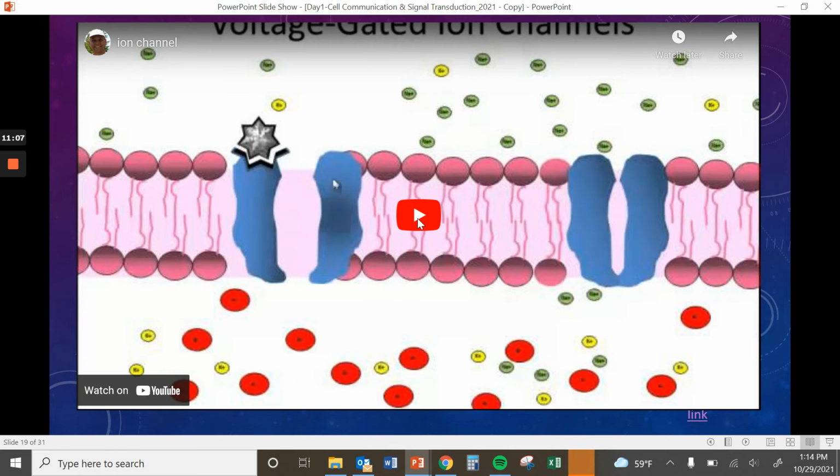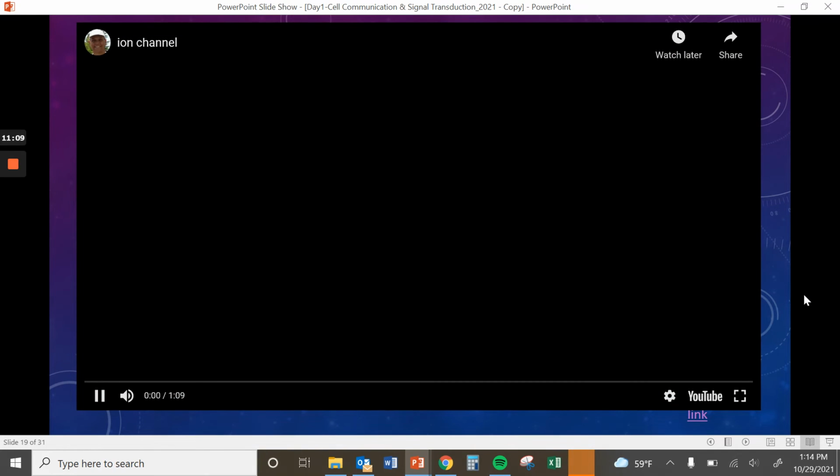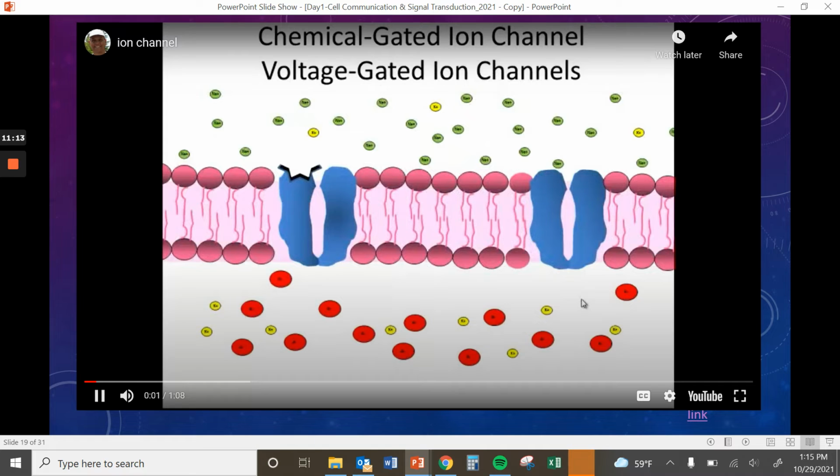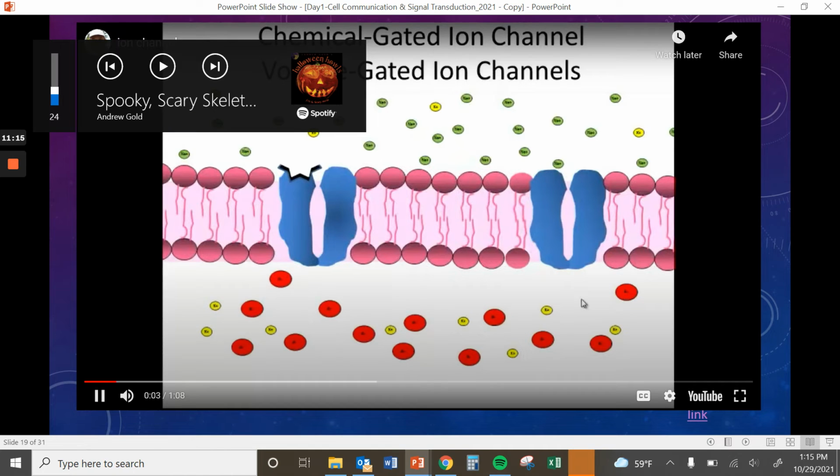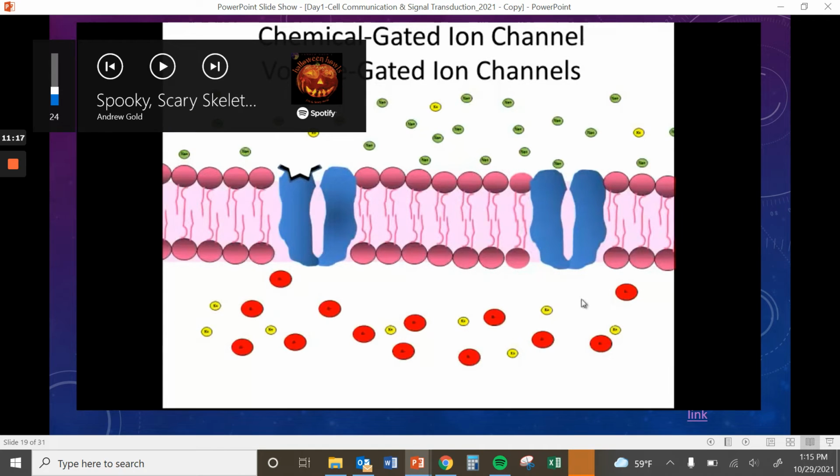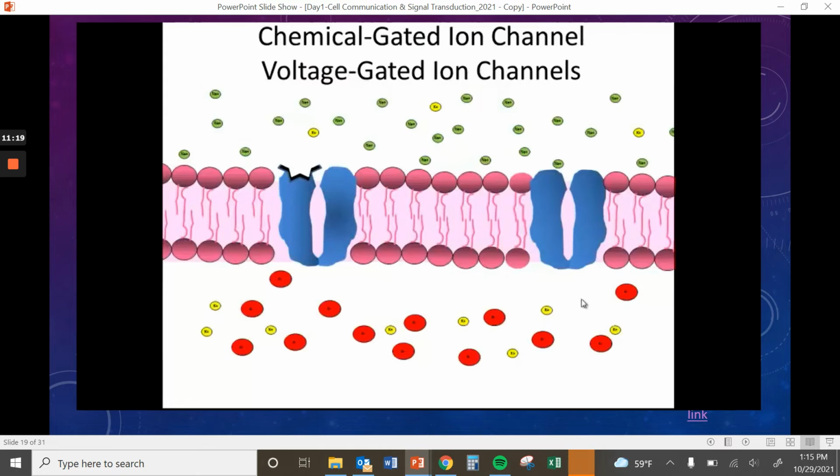Okay, here's an example of one. There are a number of ways that ion channels can open up in the cell membrane. Here are two ways that are really important when understanding how a neuron sends signals to other neurons.